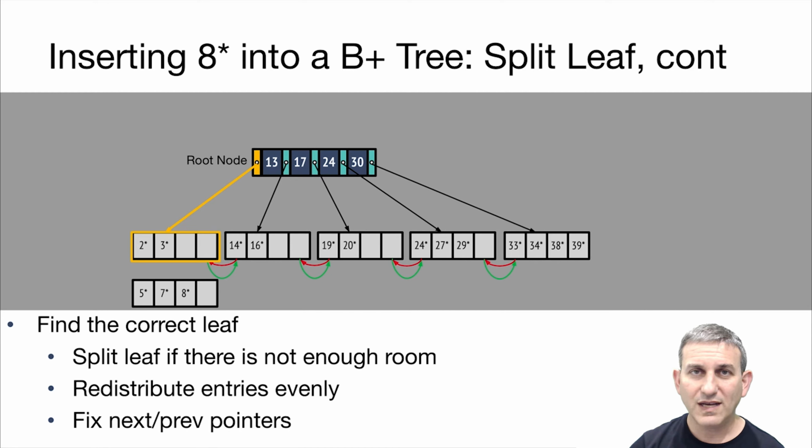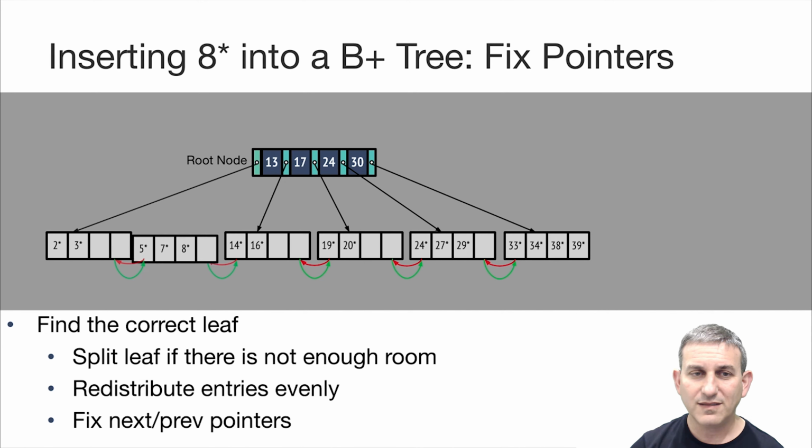And because there was an odd number of values, we decided to put 3 on the new node and leave 2 on the old node. And that'll be a convention we'll follow when we do splits. So now we can see we have a new node to link into the tree. So we need to fix those next and previous pointers so that new node is in the linked list at the bottom of the tree. So we update those pointers on the neighboring pages, and now we're all linked into the leaf level.